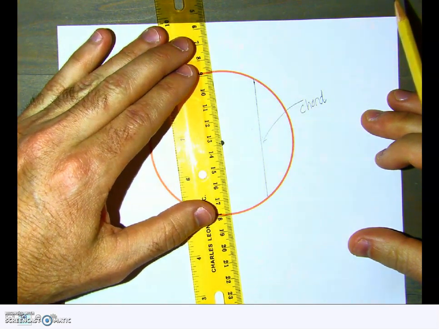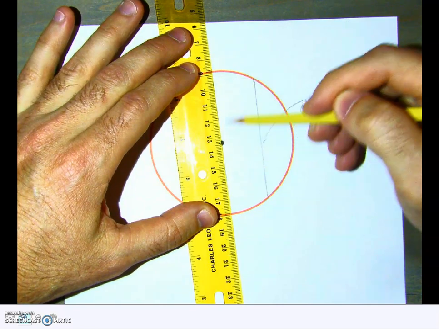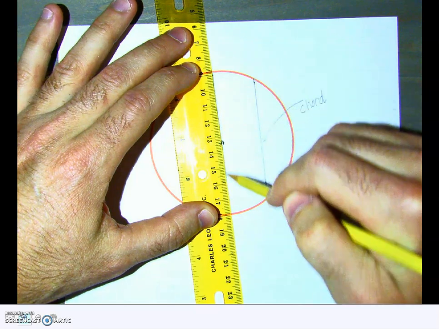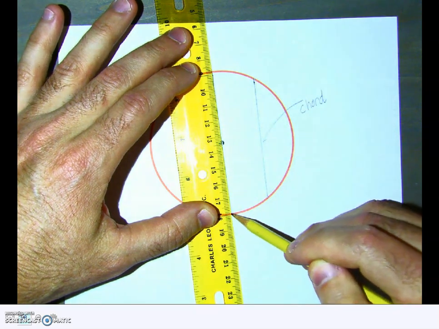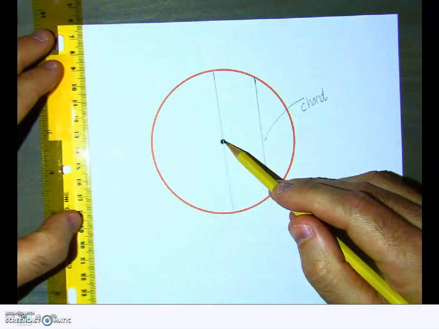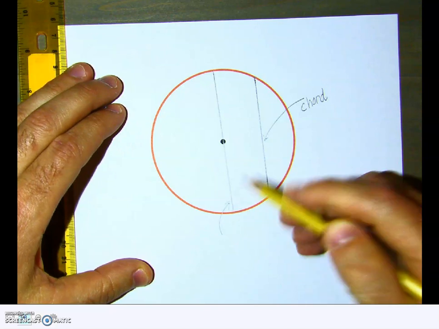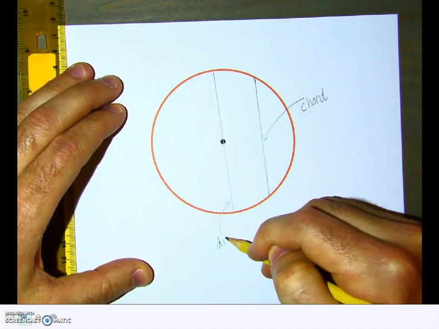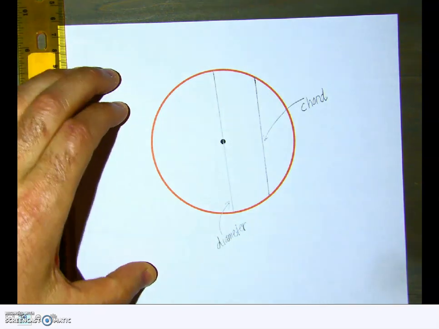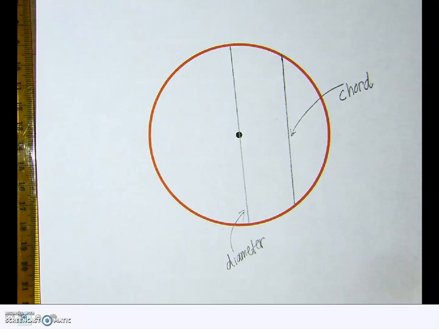Now, a chord that goes through the middle of the circle, so again, it starts at one end of the circle, ends up at the other end of the circle, but it also goes right through the middle of the circle. That's a chord with a special name. And that is called a diameter. That's probably something that you've heard of before. All right, 2 down, 2 to go.